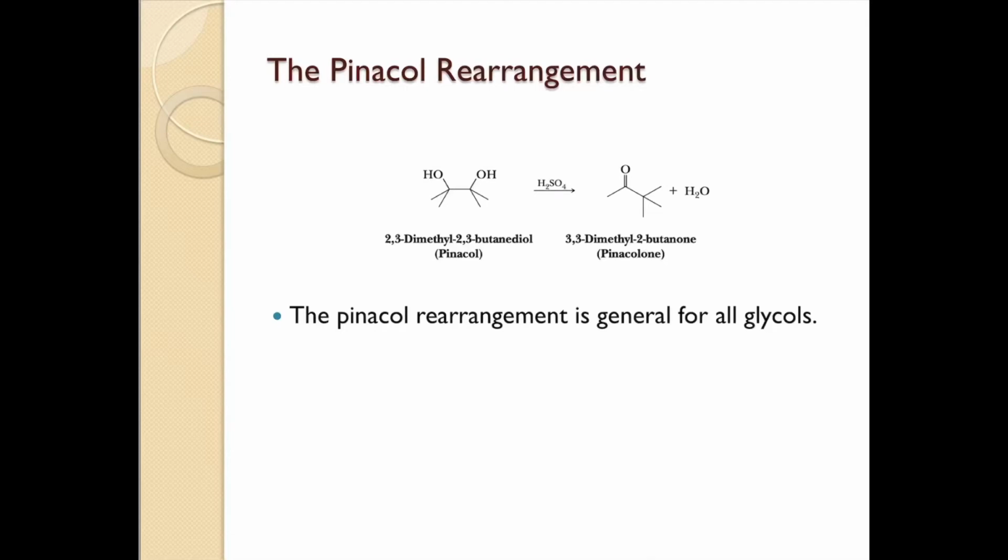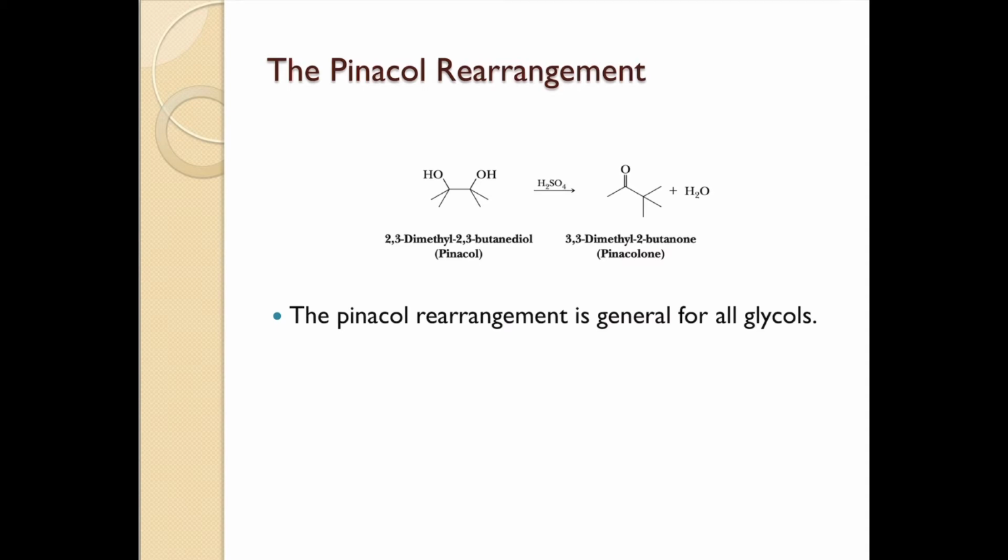Pinacol rearrangement. Compounds containing hydroxyl groups on two adjacent carbon atoms are called vicinal diols, or alternatively glycols. Glycols can be synthesized by a wide variety of methods, including oxidation of alkenes by osmium tetroxide.